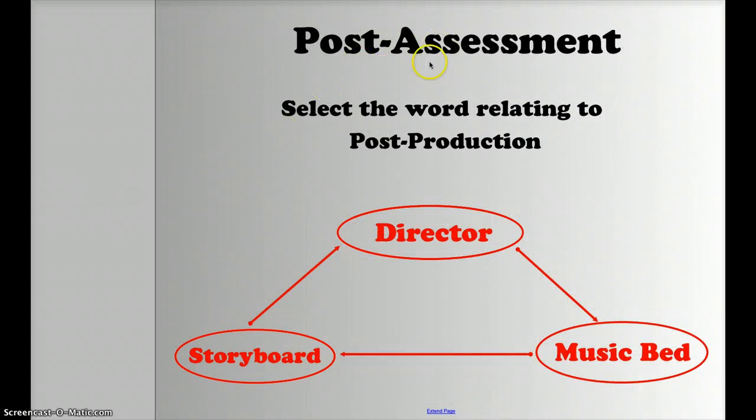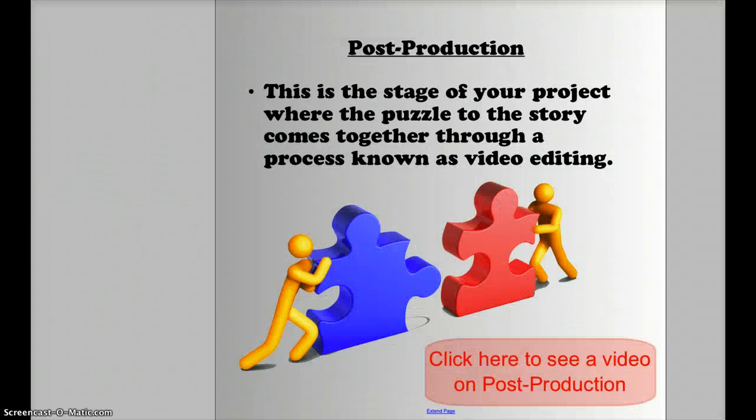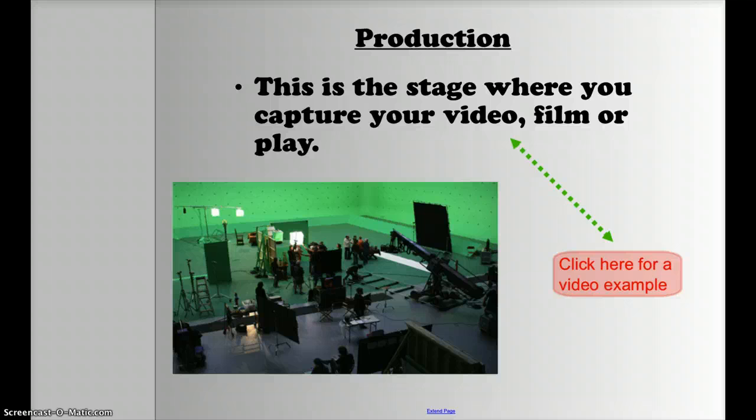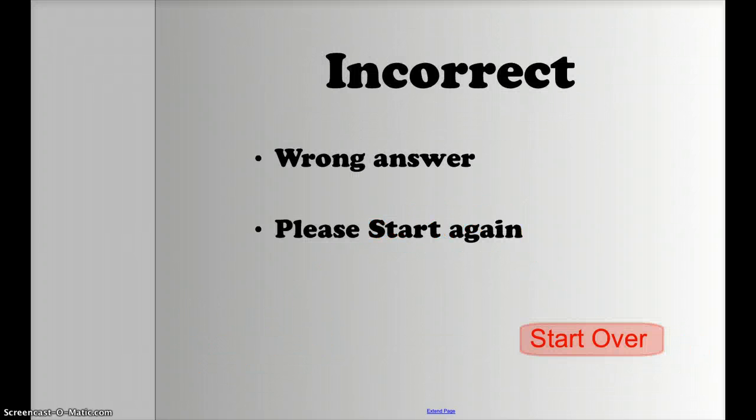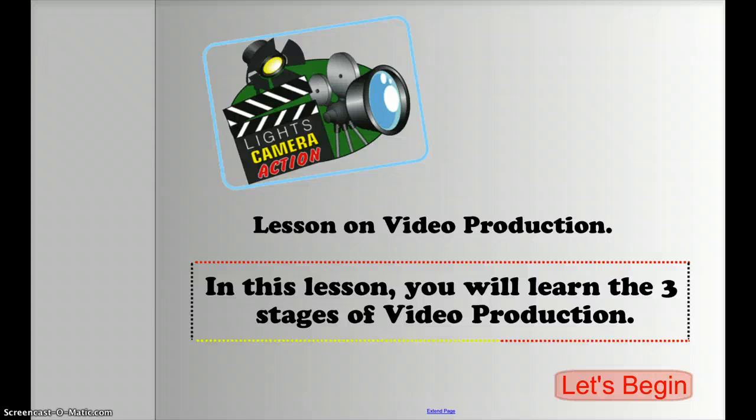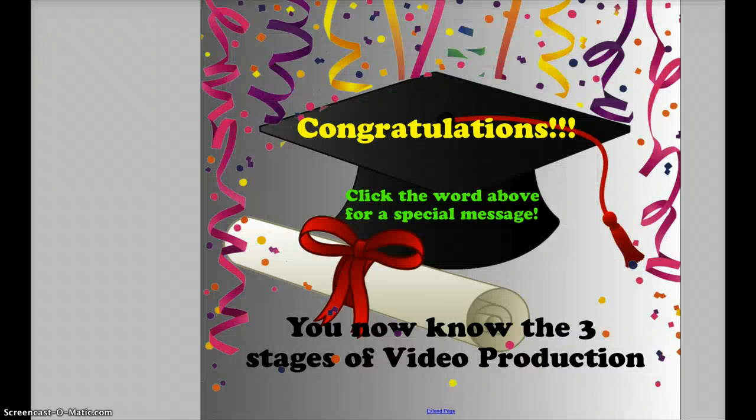Right here we have the post-assessment. So after the students take the time to learn in these slides here, they go to the post-assessment, which is made up of one question. If they get the question wrong, they have to start over all the way from the first slide. But if they get the question right, they move on to the last slide, which is an acknowledgement for their accomplishment in now knowing the three stages of video production. The learner should gain a true understanding of how well he or she understands the basics of video production. I believe this true understanding will lead the learner to invest in further instruction on the topic.